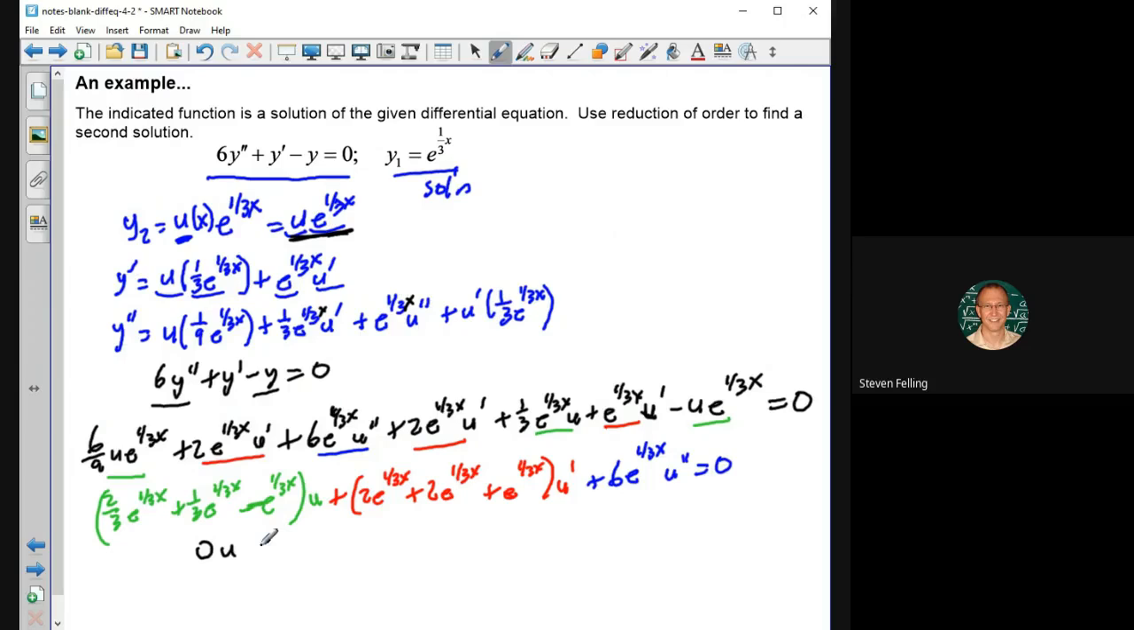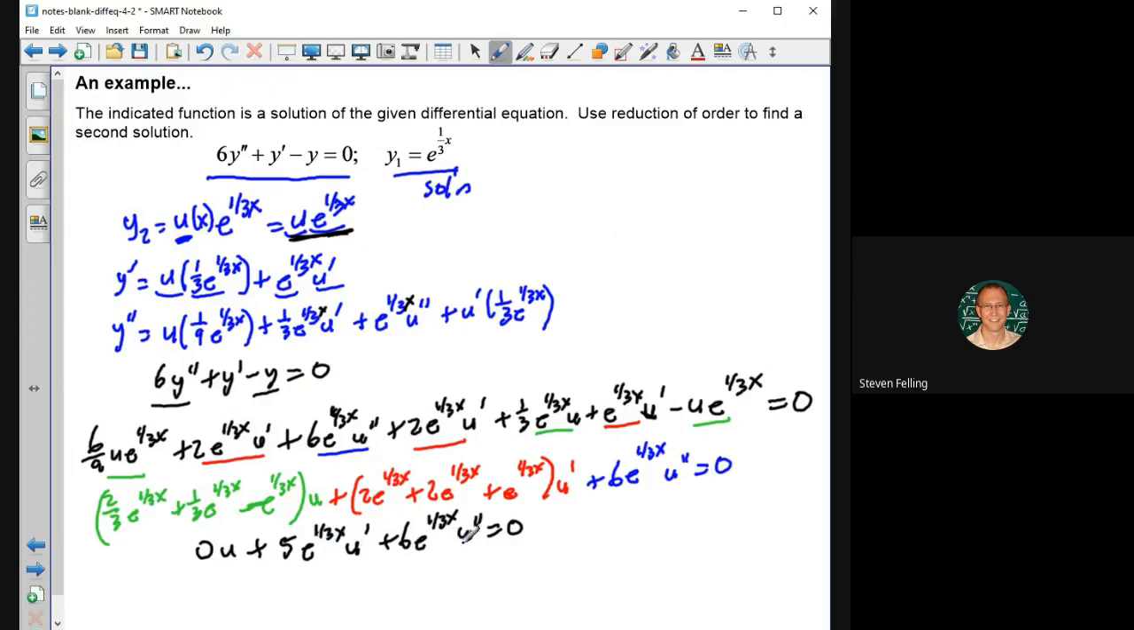And then this one, I've got 2 plus 2 is 4 plus 1 more is 5. So I have 5 e to the 1/3 x times u prime. And then I've got this plus 6 e to the 1/3 x u double prime. Okay. So whenever you do this kind of a substitution, because of the way the product rule works out, the term with the u ends up going to 0 typically.